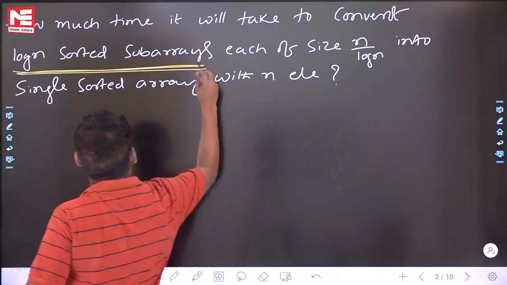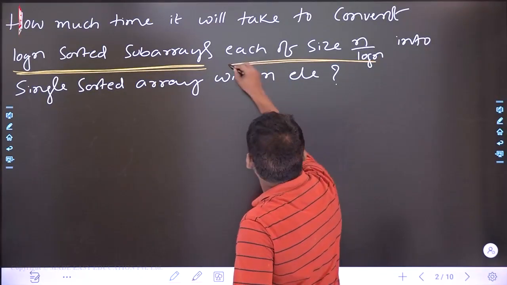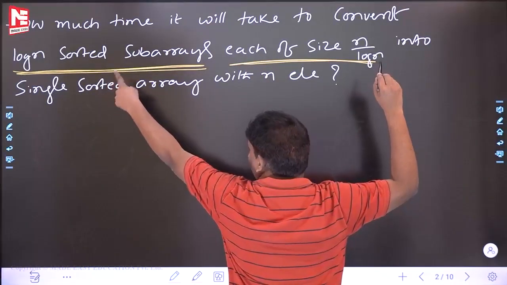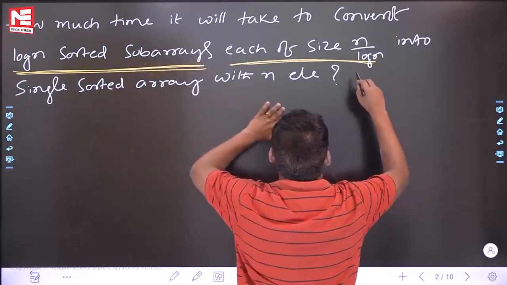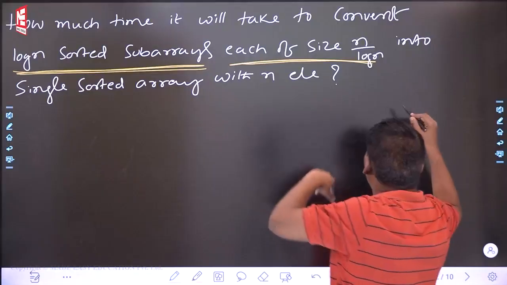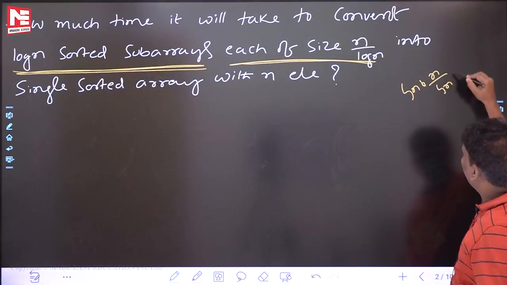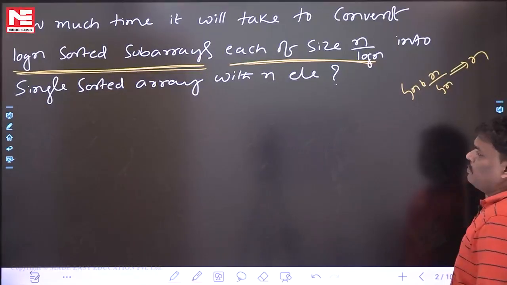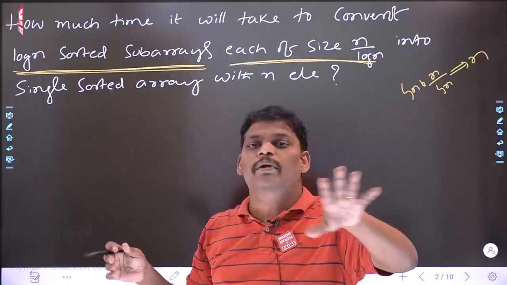He has these many sorted subarrays, log n, each of size n by log n. These many groups are there which are sorted. Every group size is n by log n. Can you say total elements how many? Log n groups where every group size is n by log n, total elements are n. Means what is the meaning? He is having log n groups, and in total they contain n elements.